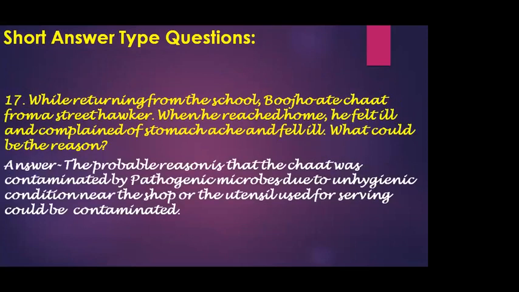Question number 17. While returning from the school, Bujo ate chaat from a street hawker. When he reached home, he felt ill and complained of stomach ache. What could be the reason? The answer is, the probable reason is that the chaat was contaminated by pathogenic microbes due to unhygienic condition near the shop, or the utensil used for serving could be contaminated.